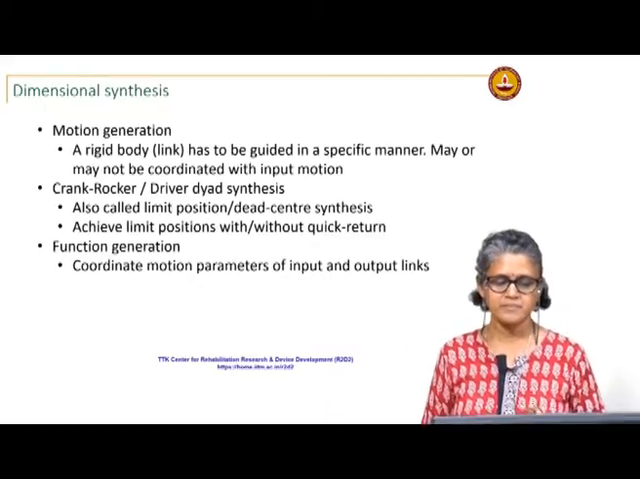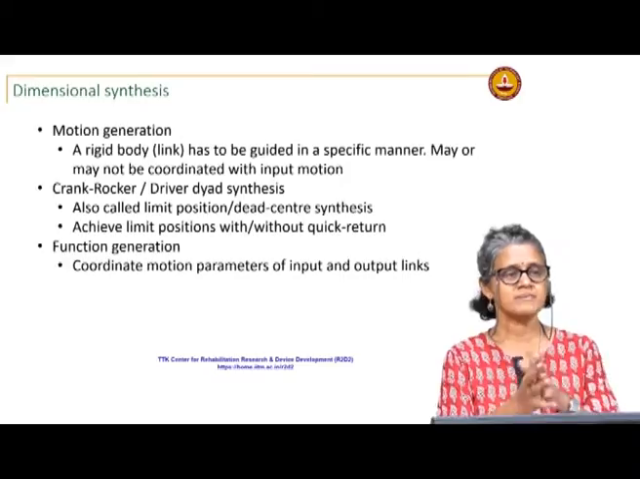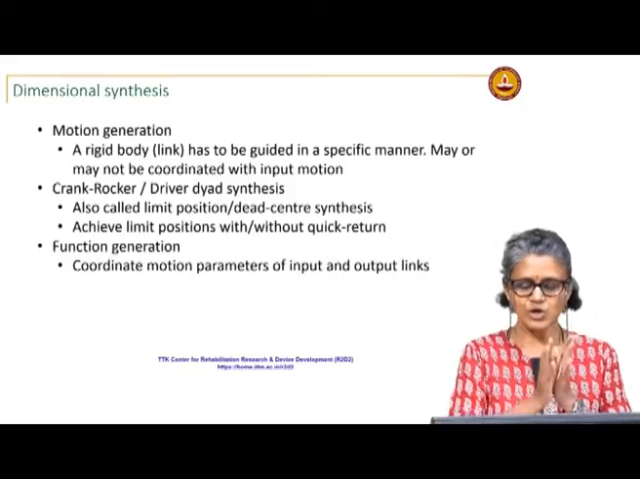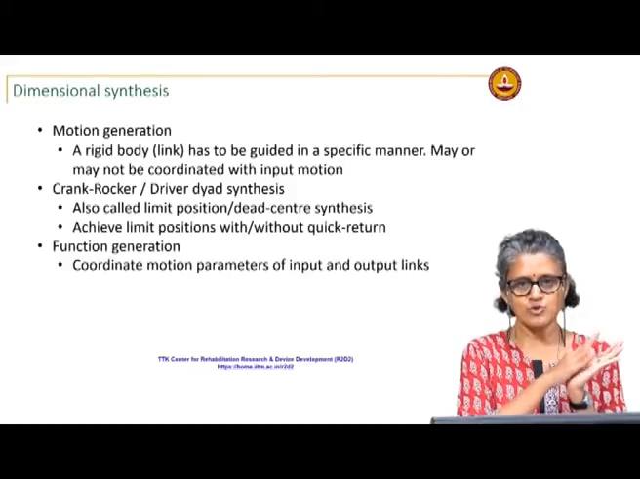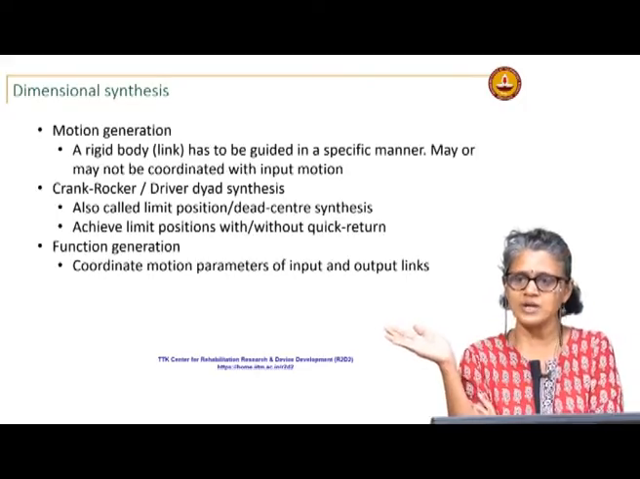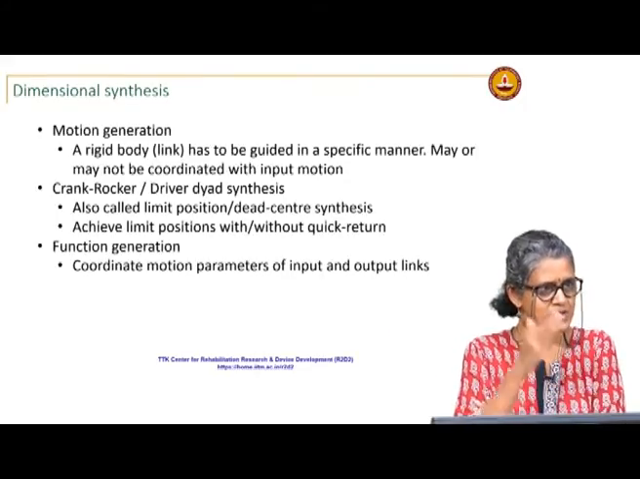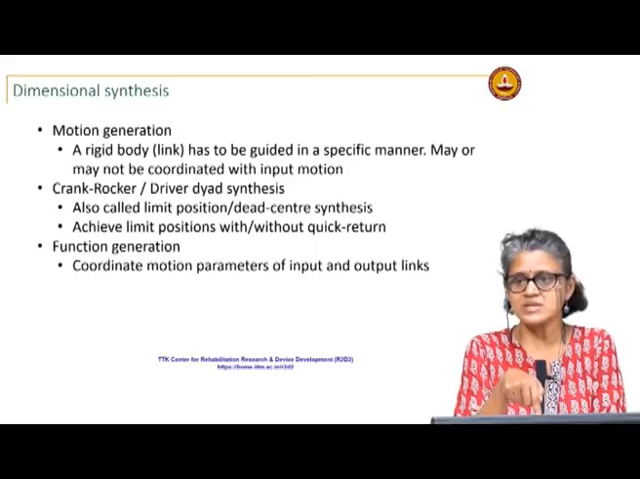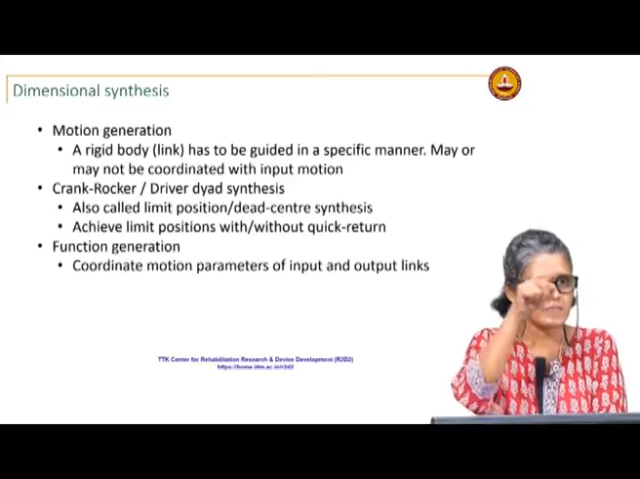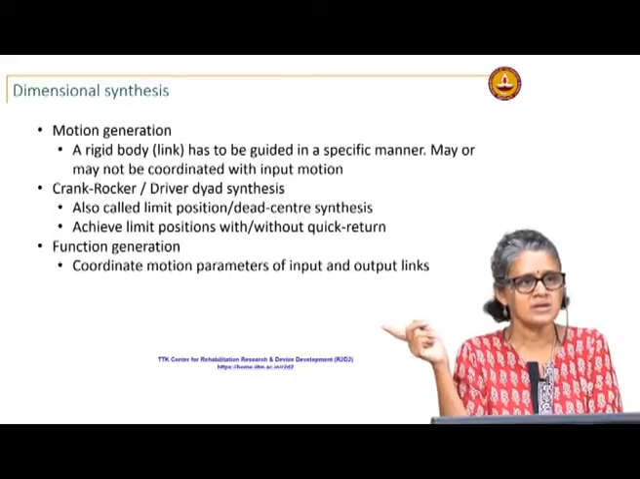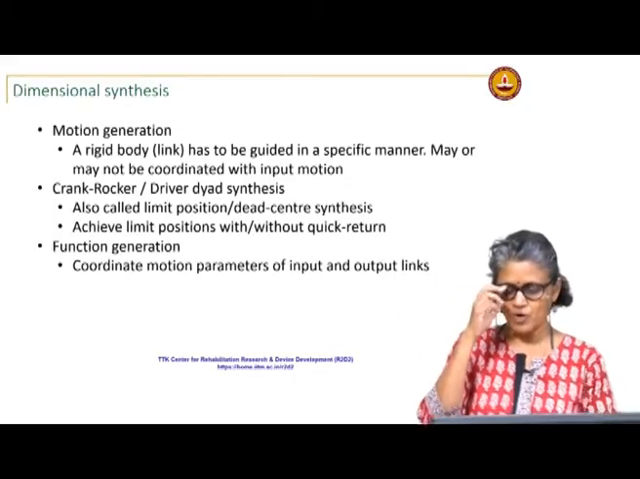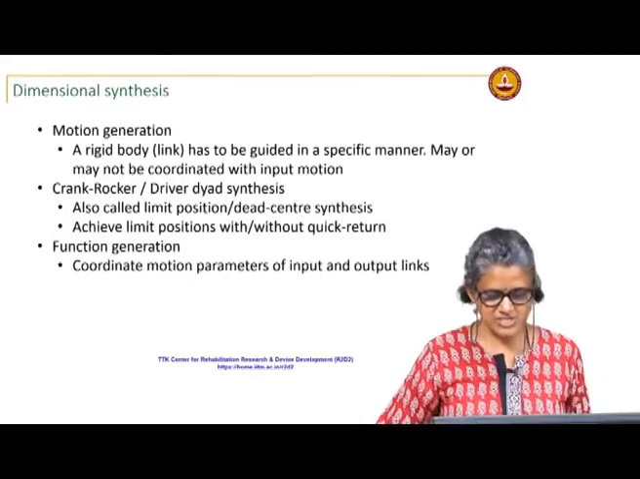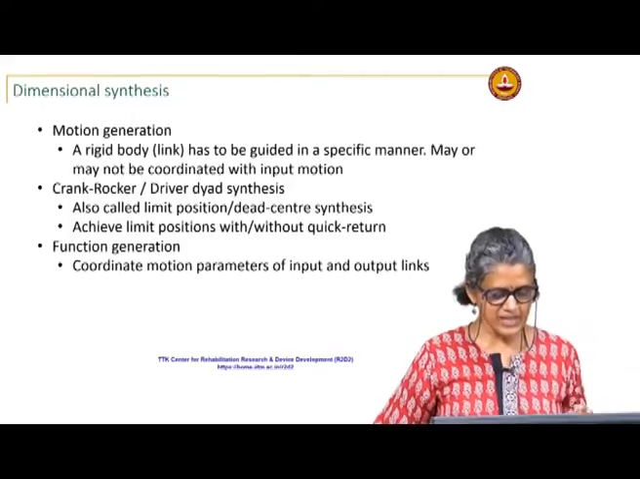The third type of synthesis we will look at is the function generation problems, where you are coordinating the motion parameters of the input and output link. It may be the angular displacement of the input link with that of the output link. Essentially the previous one, your crank rocker, is also an example of function generation. You are coordinating the motion of the crank to the angle of the rocker or the displacement of the stroke of the slider crank. So, those are also function generation problems, but a special type of function generation problem.